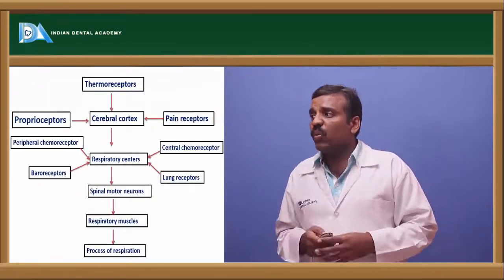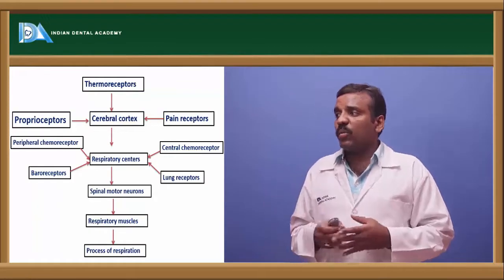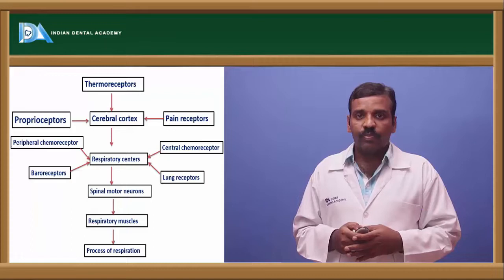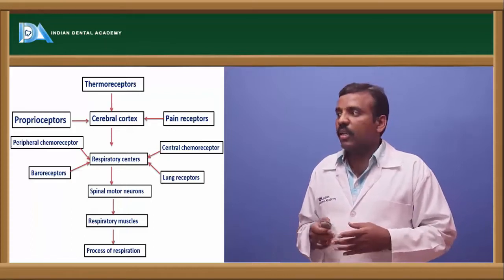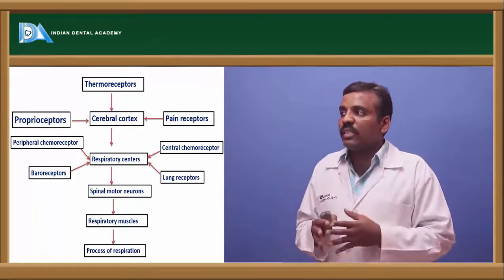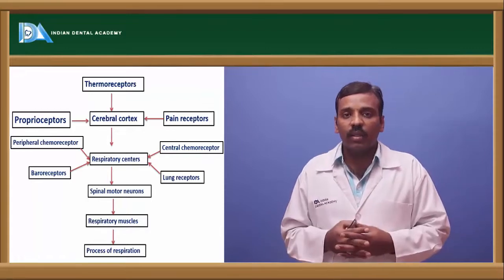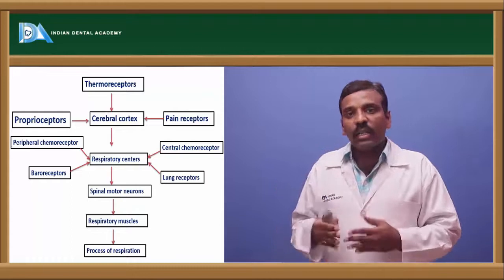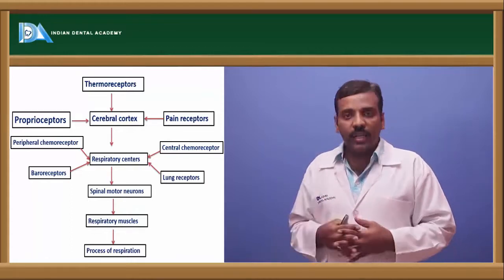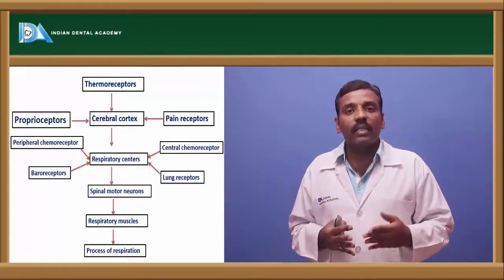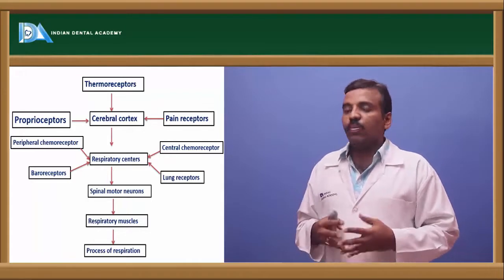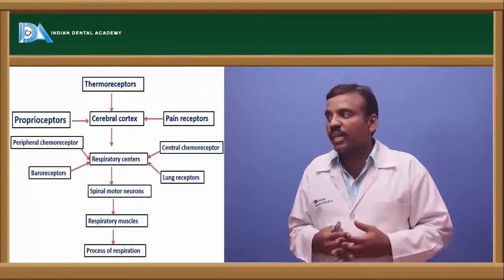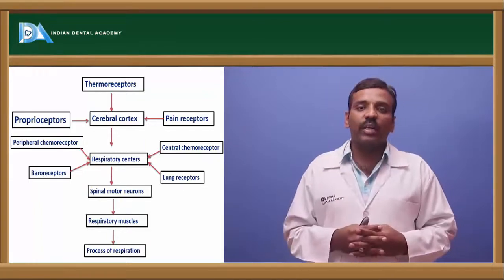And the next one is, in the process of respiration, how the thermoreceptors regulate it. The thermoreceptors send information to the cerebral cortex, which is the highest center, and the cerebral cortex sends information to the respiratory centers present in the medulla oblongata and the pons. Through the spinal motor neurons, the respiratory muscles get activated and the process of respiration is possible.